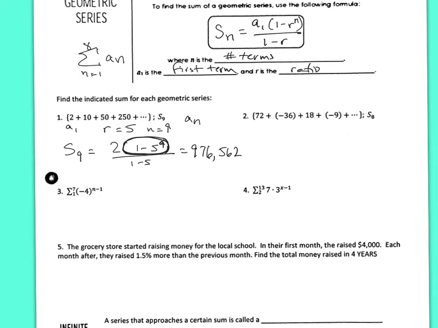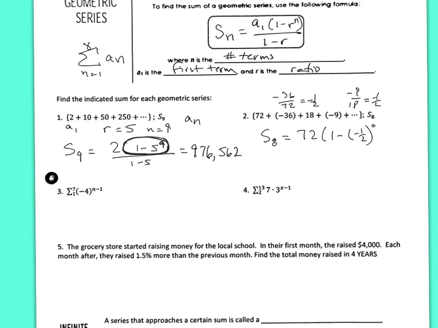For number 2, we're going to find the sum of the first 8 terms. I'm not going to write it all out. You can see what we have. Our first term is 72. We're doing 1 minus the ratio. Negative 36 over 72. Or if we do negative 9 over 18, looks like negative 1/2. So the ratio is negative 1/2.